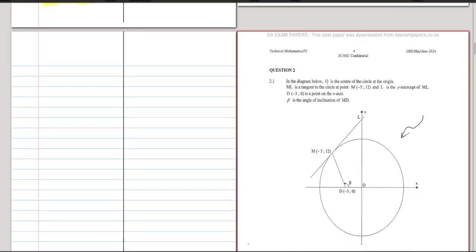Now, in the diagram below, O is the center, so we are told O is the center of the circle at the origin. This is important. ML is a tangent. Another piece of information that is important for answering this question. To the circle at this point M. L is a y-intercept of ML, D is a point on the x-axis, B is an angle of inclination. Another important part of the question.